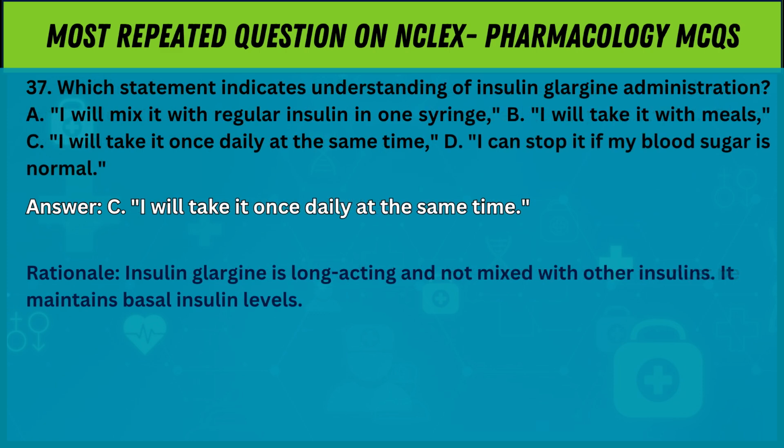36. What is a serious adverse effect of amiodarone? A. Photosensitivity. B. Bradycardia. C. Pulmonary toxicity. D. Hypotension. Answer: C. Pulmonary toxicity. Rationale: amiodarone can cause fatal pulmonary fibrosis. Monitor for cough, dyspnea, or abnormal lung sounds.